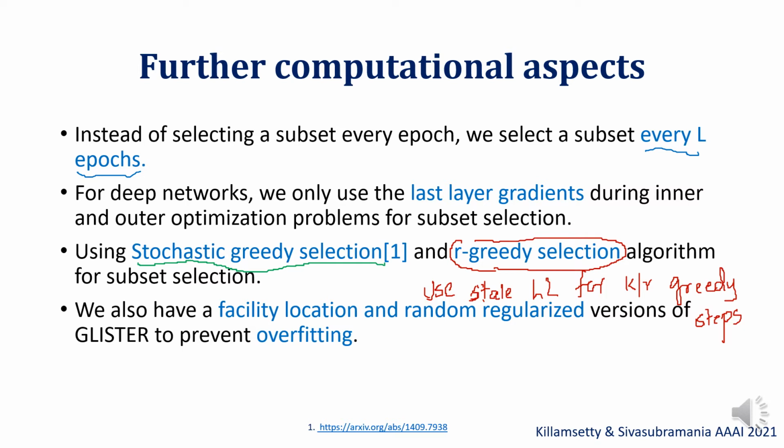We also have tried different regularizations on top of our algorithm Glister to prevent overfitting. Examples are facility location and random regularization. The idea is to at least not do worse than facility location or the random regularization, and therefore in that way prevent overfitting.